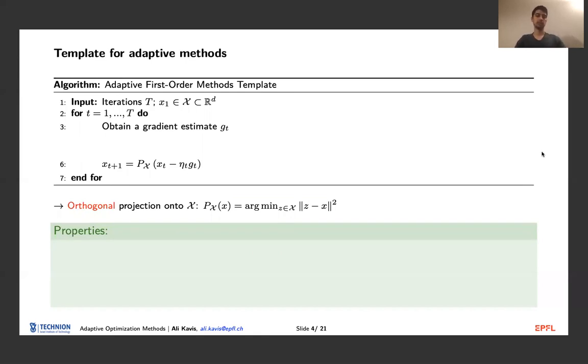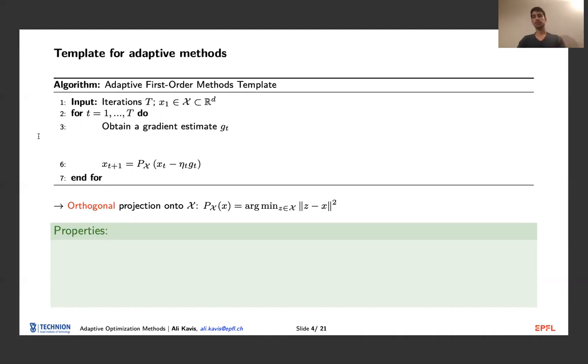So in this template, we will start with the gradient descent scheme. We have a gradient estimate GT. We take the gradient step, we project it onto the set X, and then we compute our next iterate. So this PX stands for projection, orthogonal projection onto the set X. And this is written in this way. This is the Euclidean norm. There's nothing complicated or special about this.